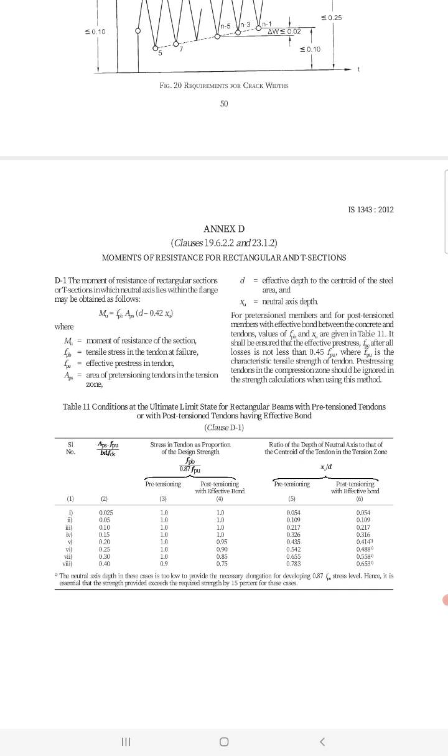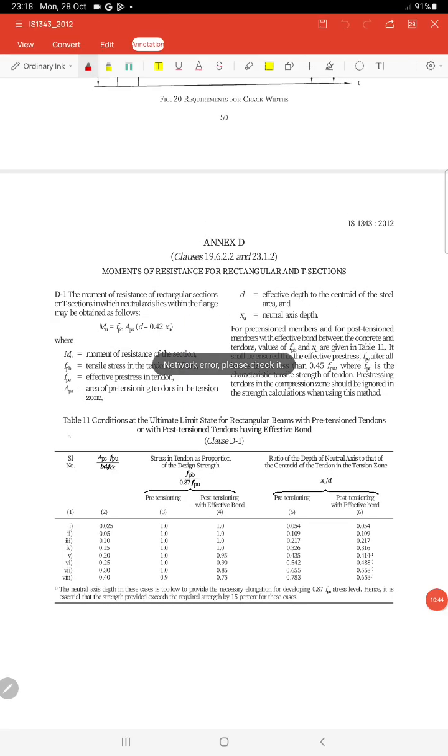Okay, so you can see here Table number 11: the conditions at the ultimate limit state for rectangular beams with pre-tension tendon or with post-tension tendon having effective bond. So the value of APS FPU divided by BD FCK for different values you can have here. These first two columns are to get the value FPB divided by 0.87 FPU, and these two columns are for Xu by D value. The first column is for pre-tensioning and the second one for post-tensioning with effective bonding. Here also the first column is for pre-tensioning and the second for post-tensioning with effective bond, that is your bonded post-tensioning.